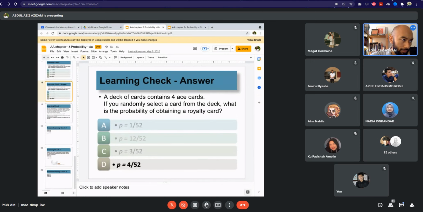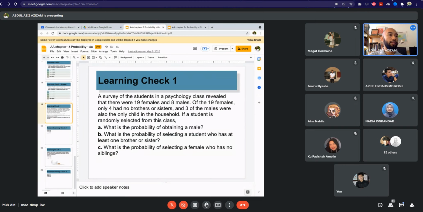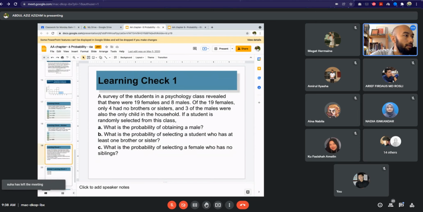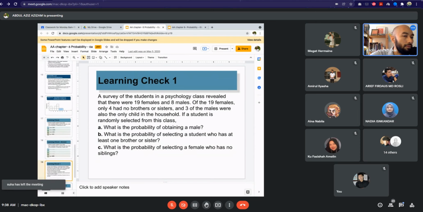Okay, now learning check 1. Okay, sila buat yang ni. Sila buat yang ni. You kena bagi betul-betul faham yang ni. It's quite tricky. Tapi you boleh buat. Okay, buat dulu.